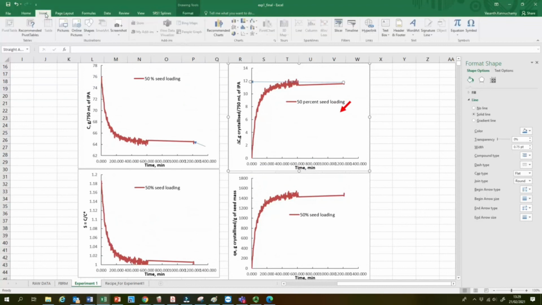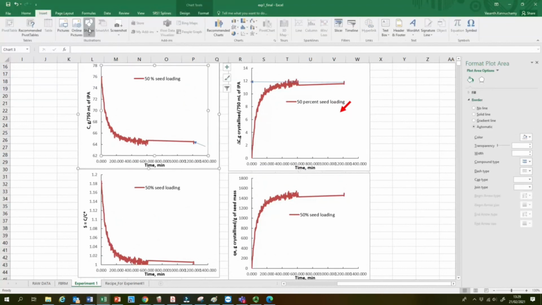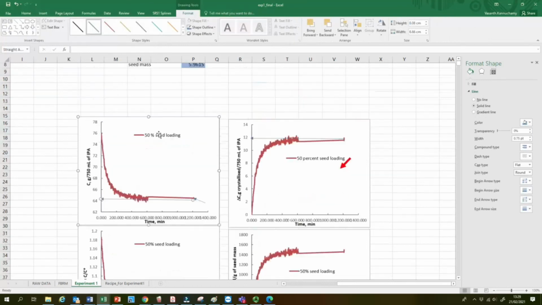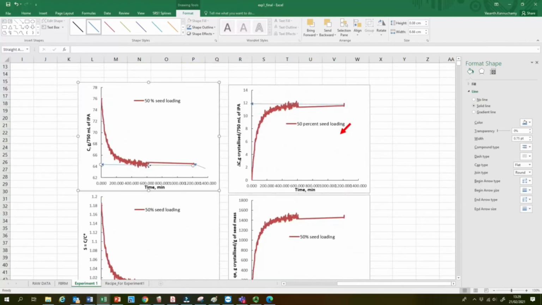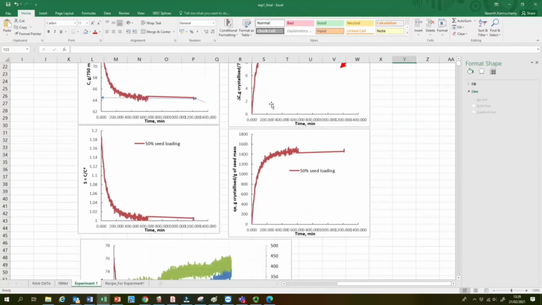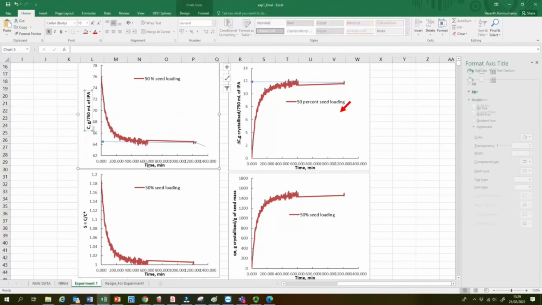I can do the same here in the concentration plot. If you see the final value, the concentration is somewhere around 64.125. Yeah, so this is our final concentration. I already did the calculation for you, so we have our concentration.